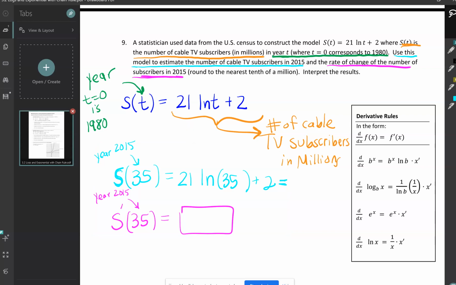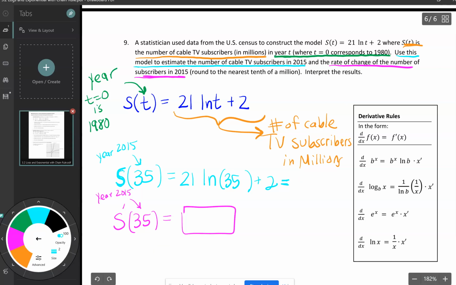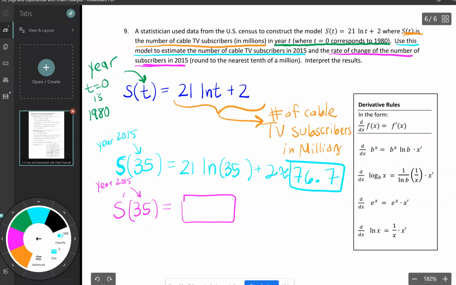21 natural log of 35 plus 2. And I got this yucky number. I got 76. I'm going to round that to 76.7 because it says to the 10th of a million, round to the 10th of a million. So I'm going to round that to 76.7. And I'm going to interpret that in a minute. But before I interpret that, let's find the derivative and then we can plug 35 into it.